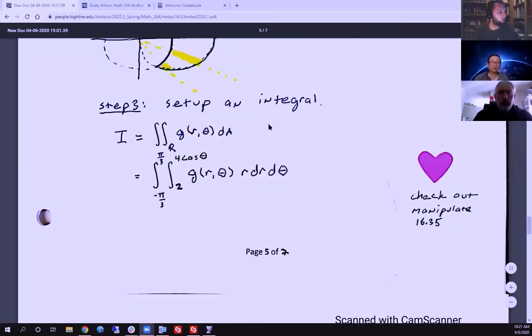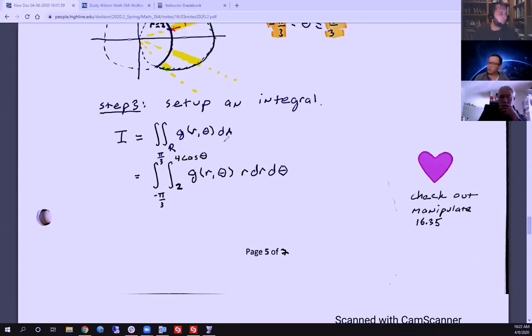Okay, so we sketched our picture. We found our limits of integration. We can set up the integral. Am I sharing my screen? Sorry, I'm looking at it and forgot to share the screen. There. So we're going to set up an integral. Our integral is going to be the integral over the region of g of r comma theta dA. And then, again, we'll replace the dA with an r dr d theta.